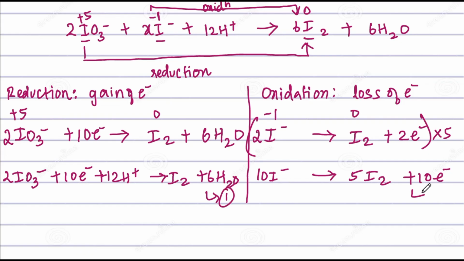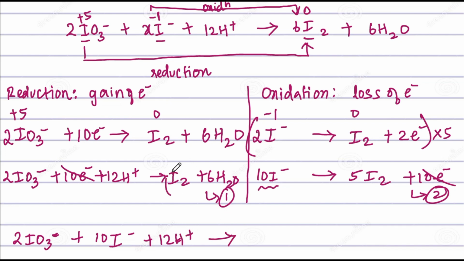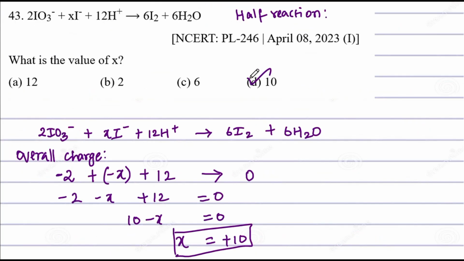Now we are going to add the first equation and the second equation. We can cancel the electrons. So you are having 2IO3⁻ plus 10I⁻ plus 12H⁺ gives I2 in the first equation and 5I2 in the second equation. So I2 plus 5I2 is 6I2, plus 6H2O. So we got the same reaction. And what is the value of X? The value of X is 10. In both ways, you will get the same answer. The value of X is 10.